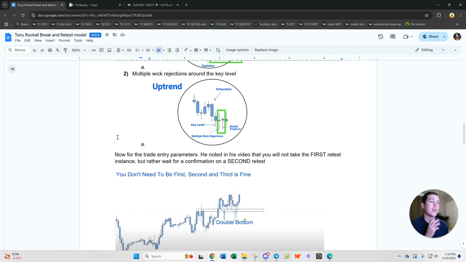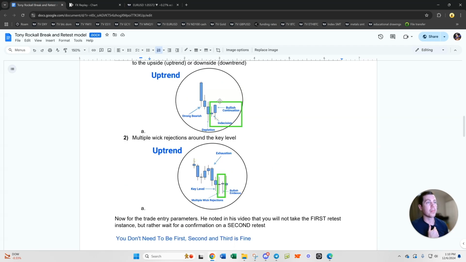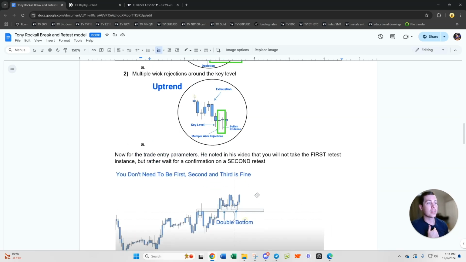There is one last piece for this. In addition to the retests and the specific candle structure, he'd mentioned that you don't want to take the first retest. I don't know if this is specific to forex or just what he's found to work best for this strategy, but he generally will say the first retest is evidence, and the second retest, providing the same candle pattern, is confirmation.